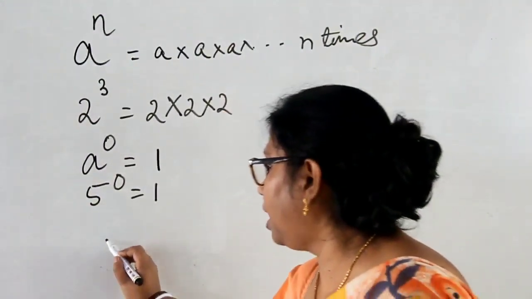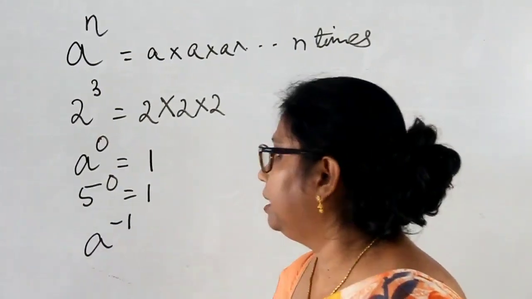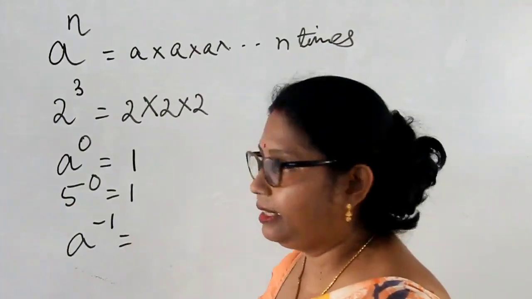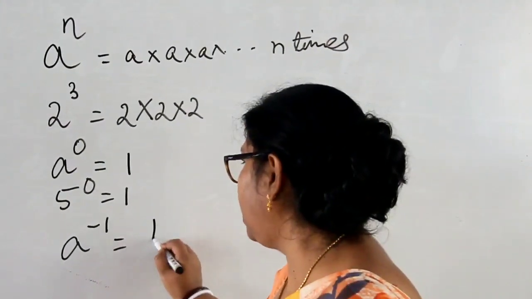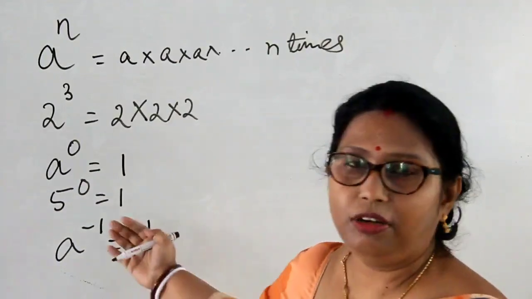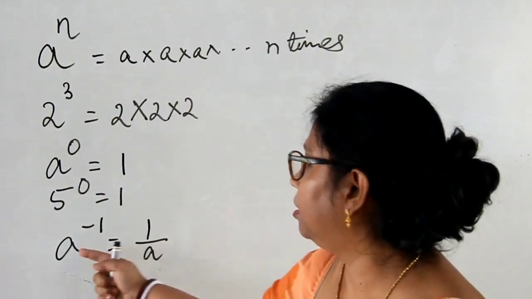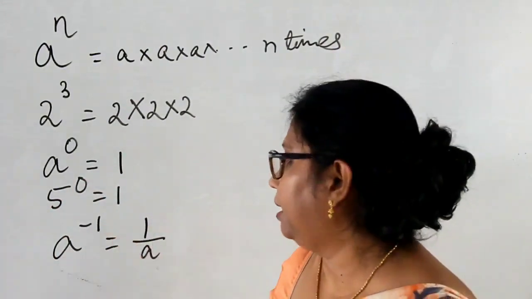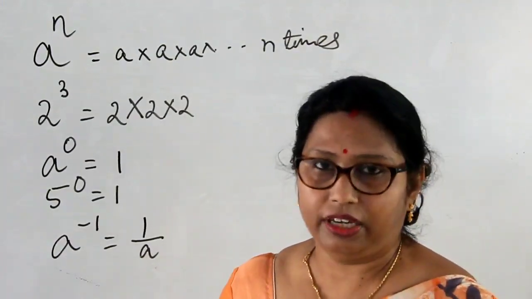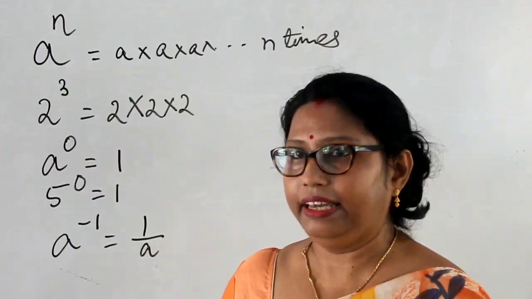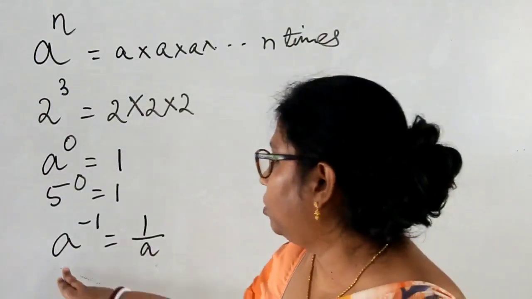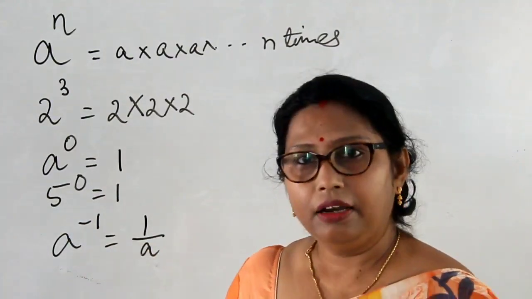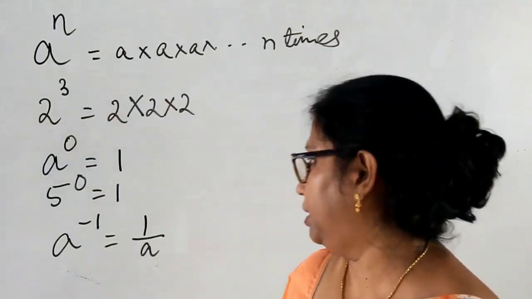Now coming to this, that was about power 0. Now we are going to have the power as a negative number. When a negative integer comes as the exponent, we have this expression. We call it index, exponent or power. So a is the base here and minus 1 is the power, index or exponent.